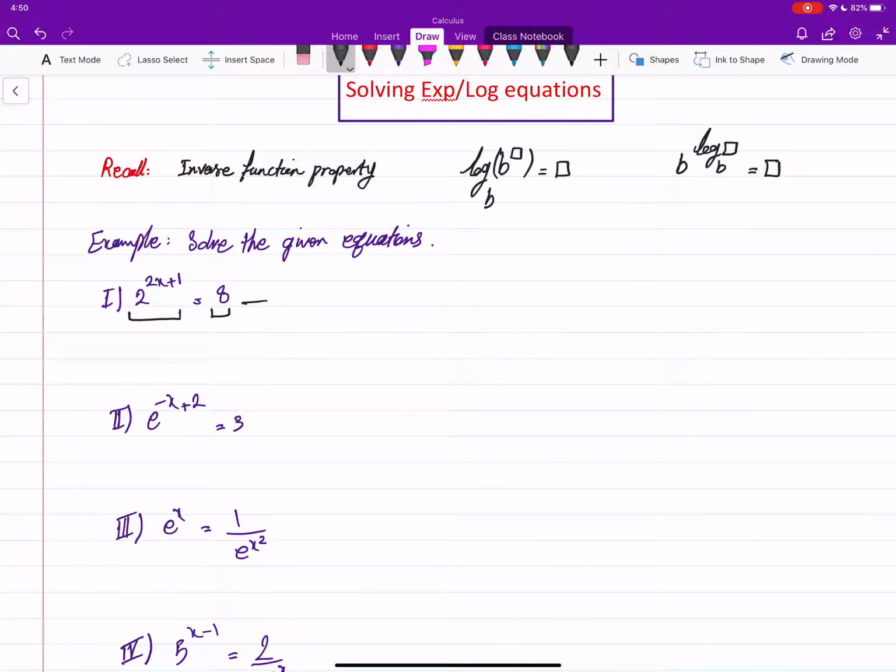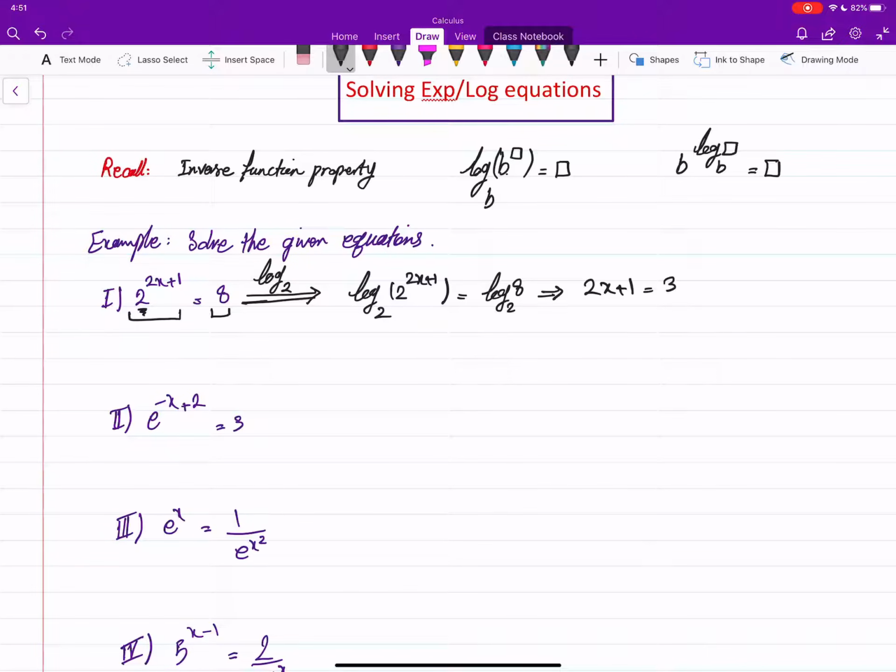In this case, we want to get rid of that 2 to the power, the exponential. So you have to find log of the same base of both sides. So this will be log base 2 of 2 to the power 2x plus 1 equals log 8 base 2. Then on the left-hand side, we use the property log base 2 of 2 to the power something comes out as that something, equals log of 8 base 2. Well, we know it is 3, it's just a number.